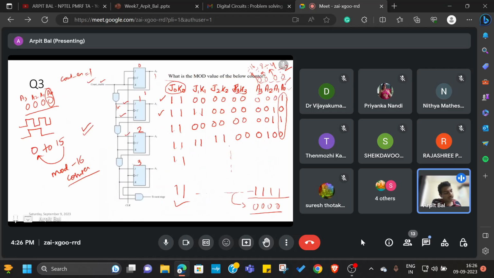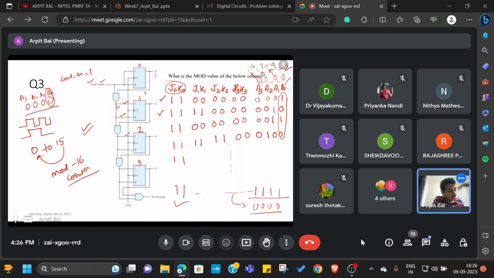Yeah. So the next question was related to figuring out the modulus value of this particular counter. As mentioned earlier, the mod value is the value at which the counter repeats itself, the maximum count that is possible, after which it starts the reset count. And what we did is, one by one, we figured out what is the input to each of the flip-flops.